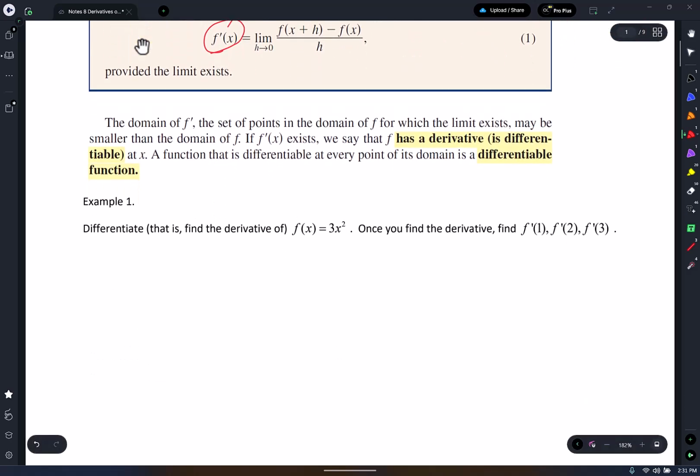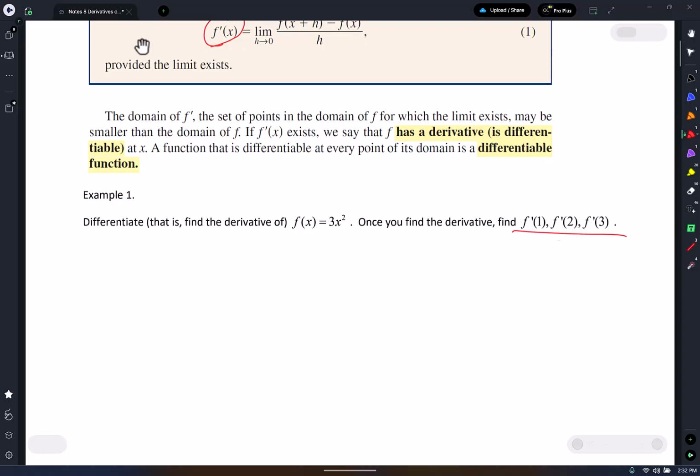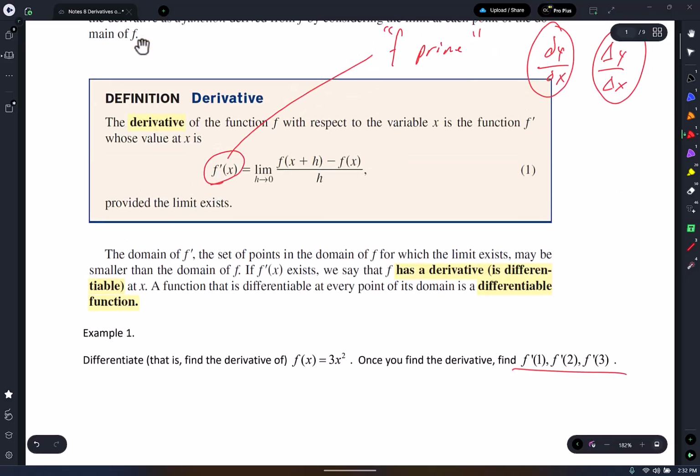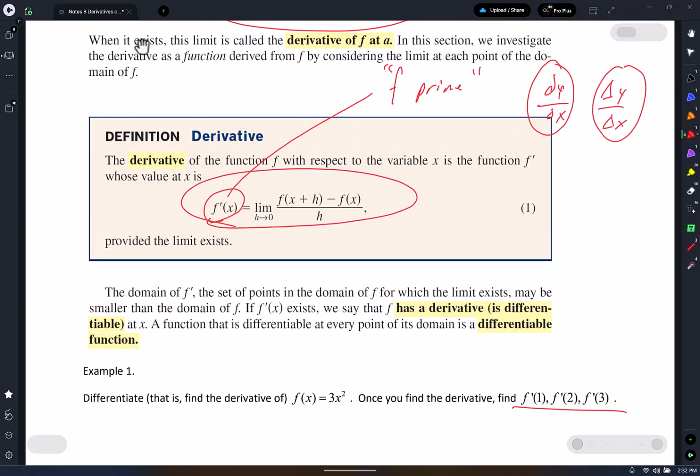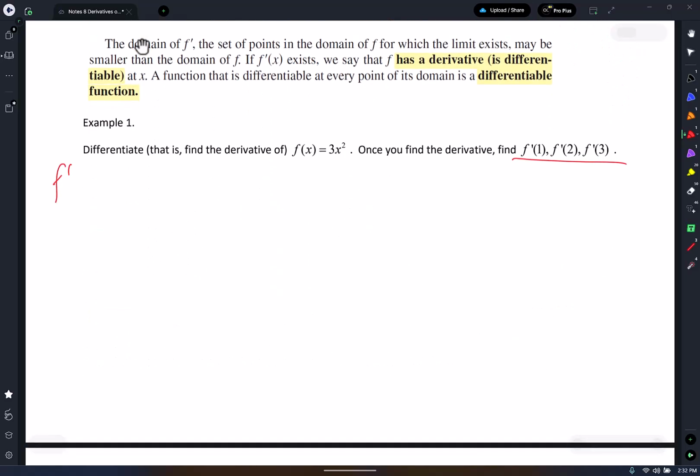So example one, all it says is find the derivative of f of x equals 3x squared. Once you find the derivative, find f prime at all three of those values. So I'm just using this formula: f prime of x is equal to the limit as h approaches 0 of f of x plus h minus f of x, all over h. That's all I'm doing. I already have f of x. f of x is 3x squared.